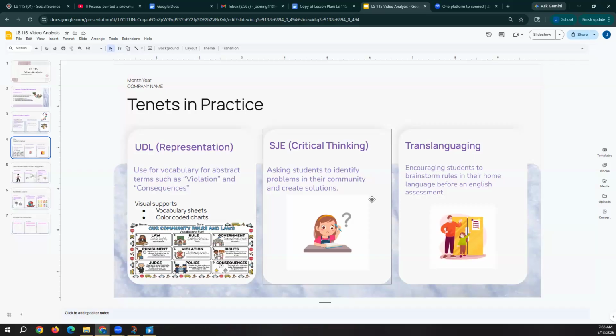Basically, we're encouraging students to brainstorm rules in their home language before an English assessment. We have a sorting activity where students are encouraged to use their home languages to discuss rules, for example, cleaning up before dinner or washing dishes. Before doing that, we're connecting those ideas to the concept of community laws and making sure that they have that connection.